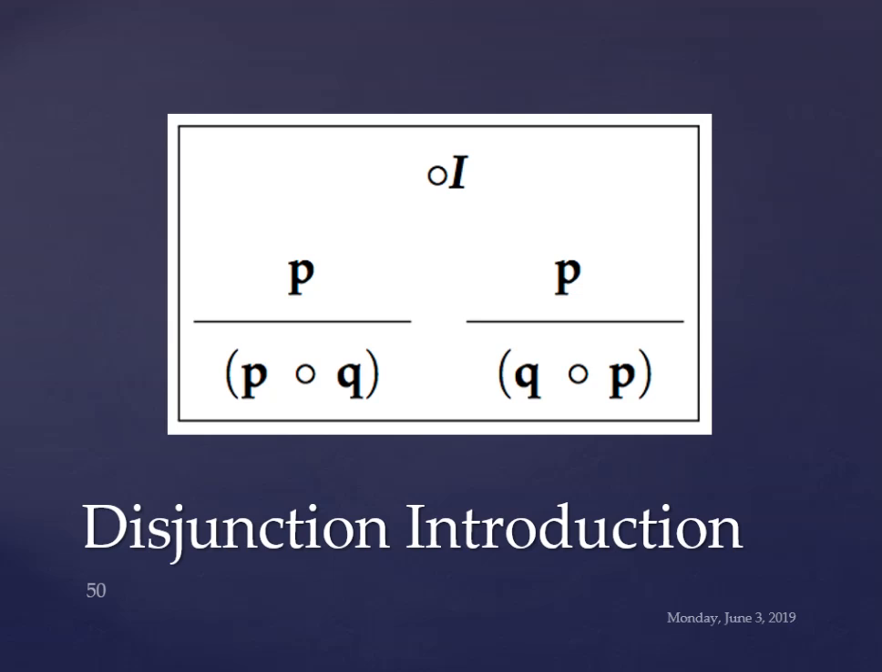Here's the picture that you should memorize. Or I. What does that mean? Well, if you have P on a line, then you can write P or Q, or you could write Q or P.